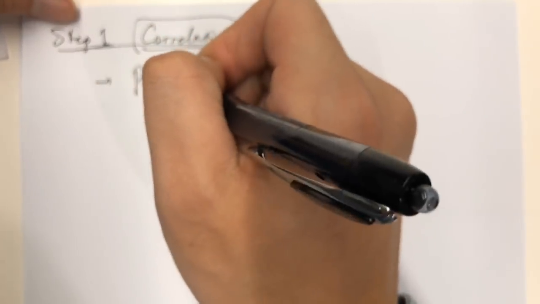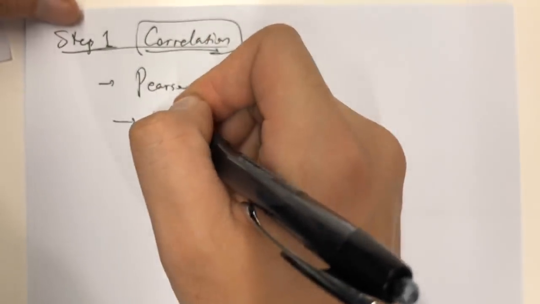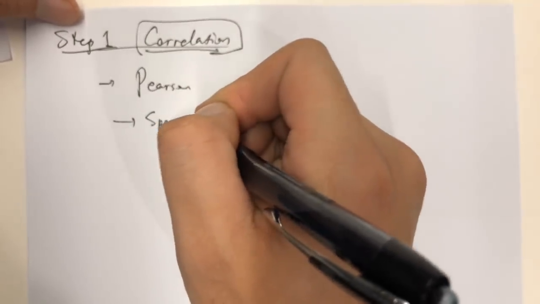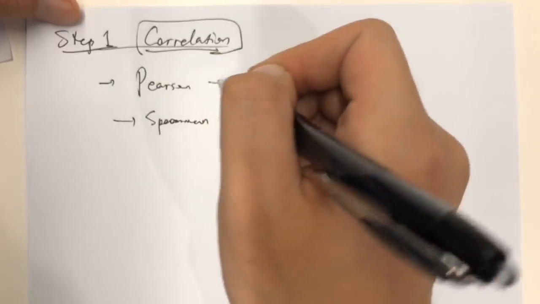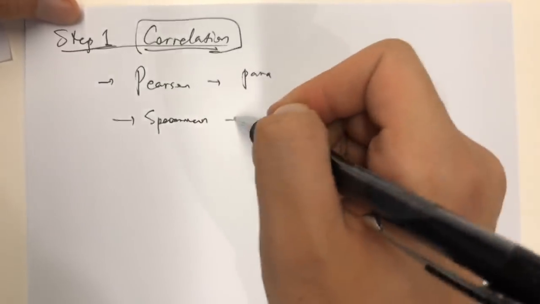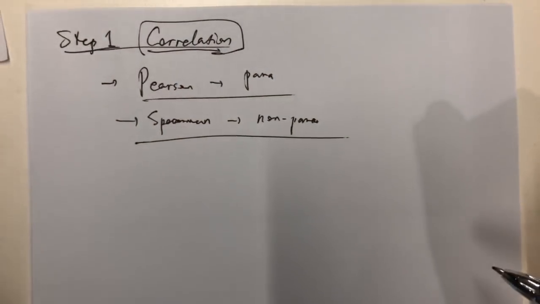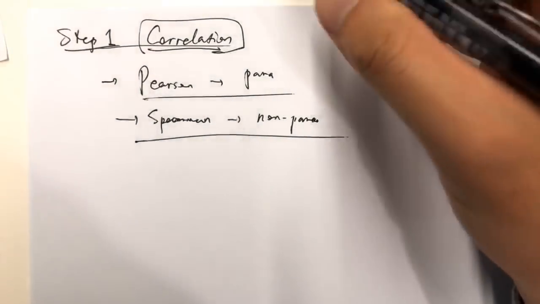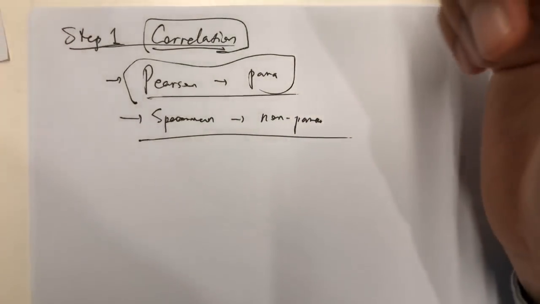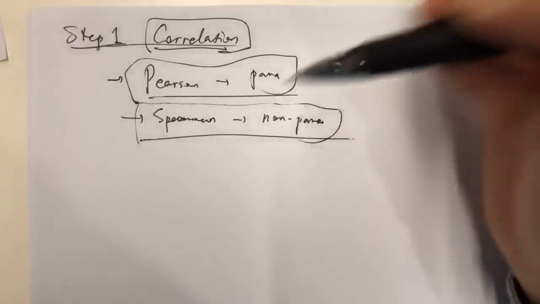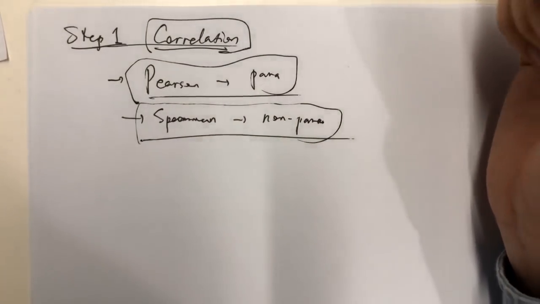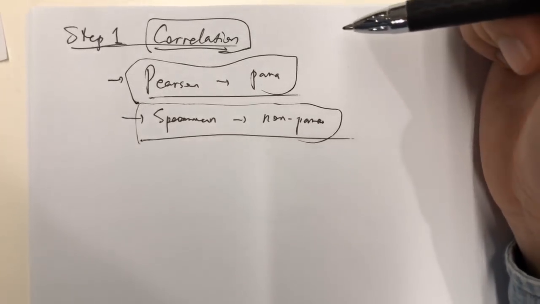So for the correlation test, we have 2 sets of tests. One is called Pearson and the other is called Spearman. The Pearson test is parametric, and the Spearman test is non-parametric. This works in the same way as the normal assumption, right? If the normal assumption is met, then we use parametric. If it is not normally distributed, we use the non-parametric test, which is the Spearman correlation test, right?